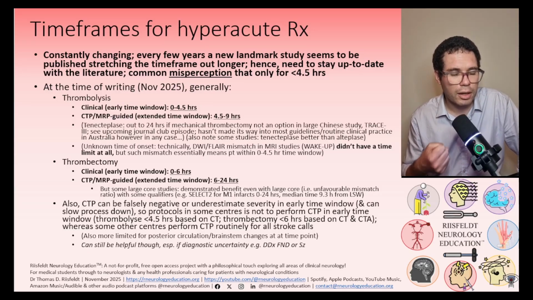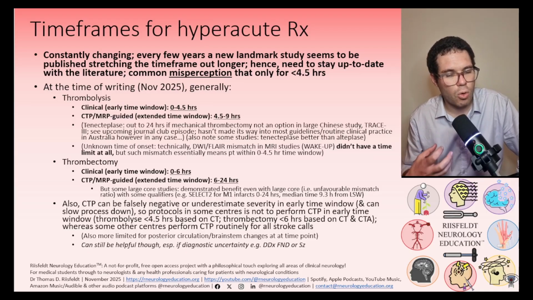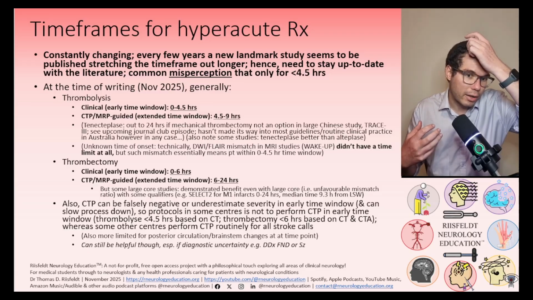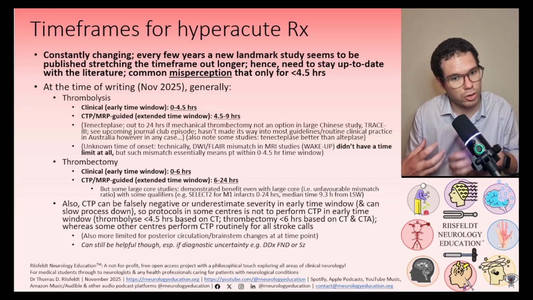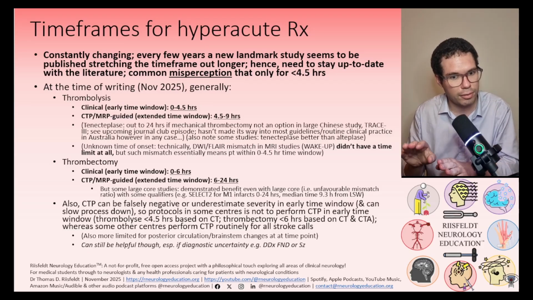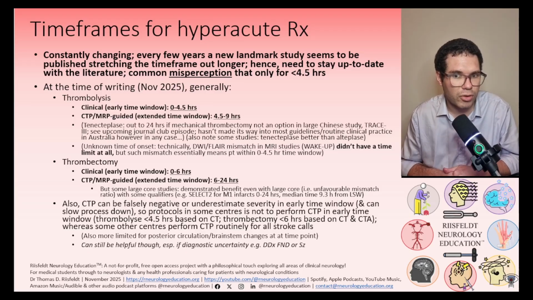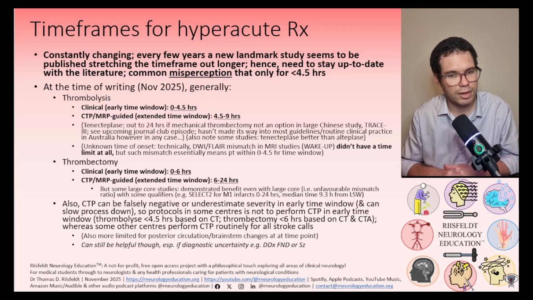Some other comments on CT perfusion imaging is that it can be falsely negative or underestimate the severity of a stroke in the early time window, and it can slow the process down. And I have found that working in quite a number of different hospitals in a few different states and territories in Australia, there is some difference in the way that acute stroke medicine is performed in between different sites that I've practiced at. So some centres, probably more than half of the centres, routinely do a CT perfusion as part of their acute stroke protocol for all patients.